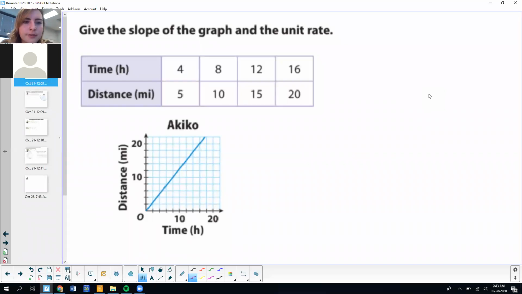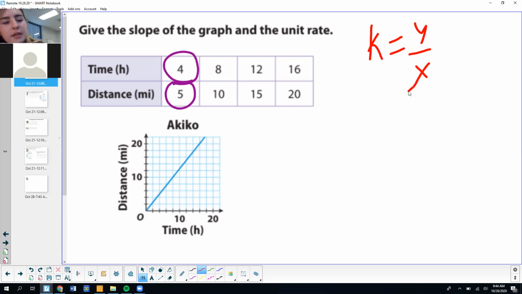All right, so give the slope of the graph and the unit rate. So we want to figure out the unit rate. To find the unit rate, we're going to take y divided by x. So we kind of talked about k, the constant of proportionality, k equals y over x. The constant of proportionality is going to give us the unit rate. So y is going to be 5, x is going to be 4. And if you have a question about where I'm getting these numbers, make sure you let me know. So this is y, this is x.